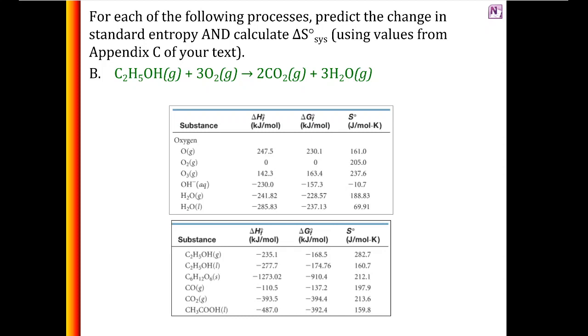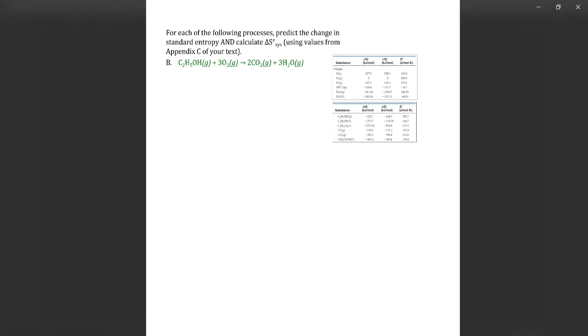Okay, so hopefully you've had some time to give this problem a try. So let's jump to our workspace again and go over this. Okay, so here's our problem.